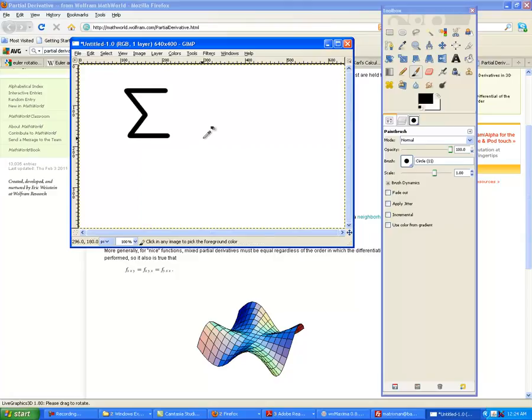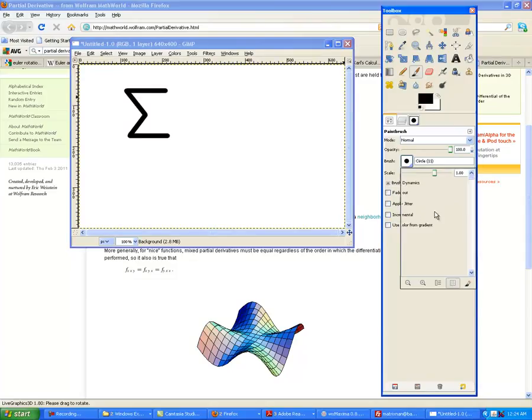And I really need a much thinner pen than this, so let me give myself a thinner pen. I think I'm bogging the computer down too much. This is a fast computer, but still in recording. Alright.